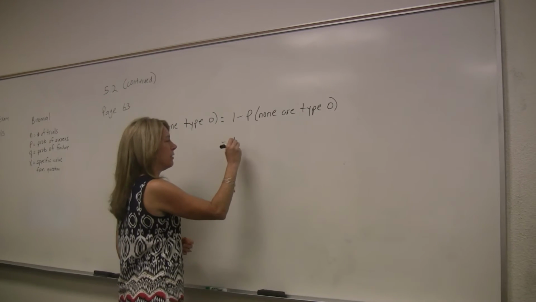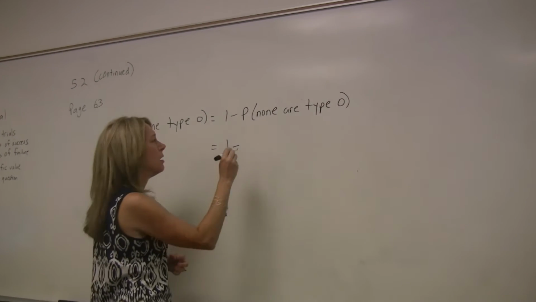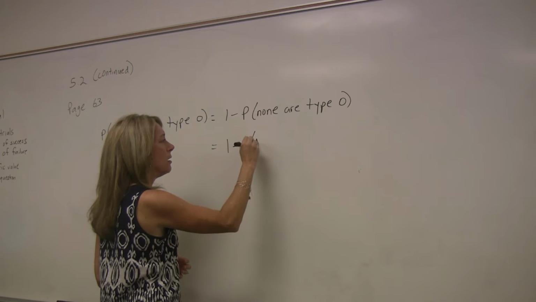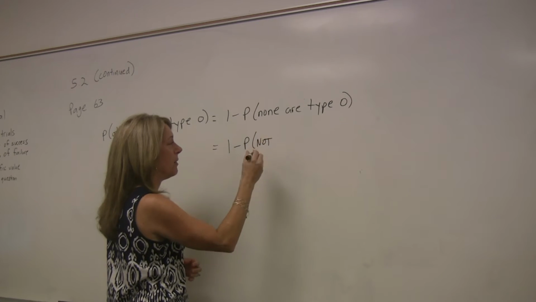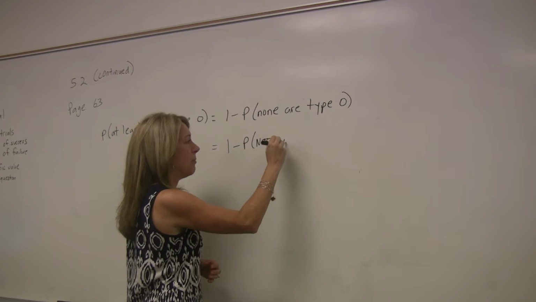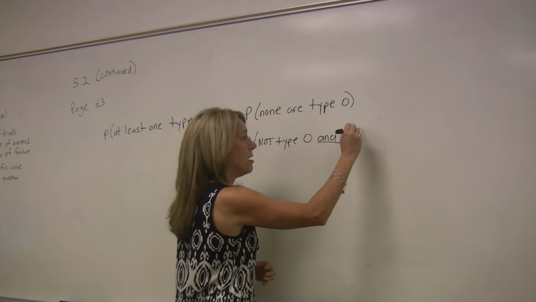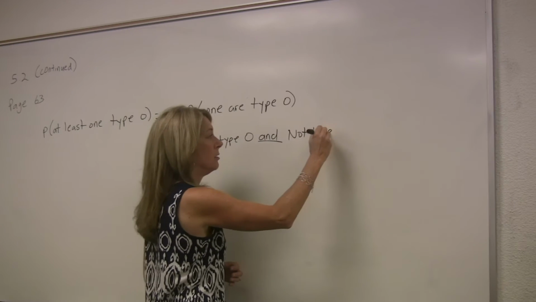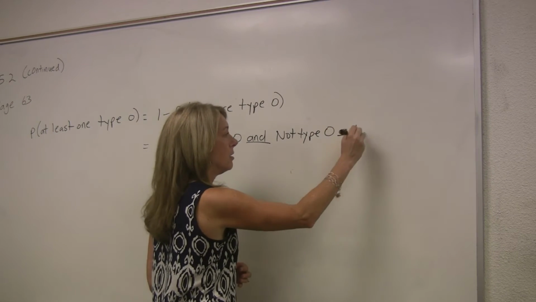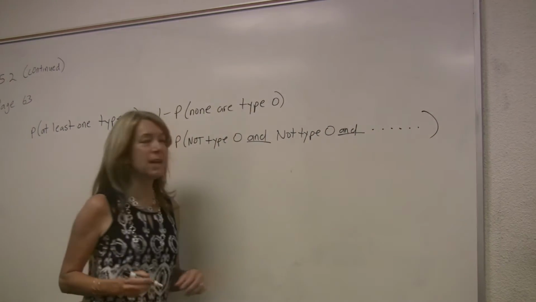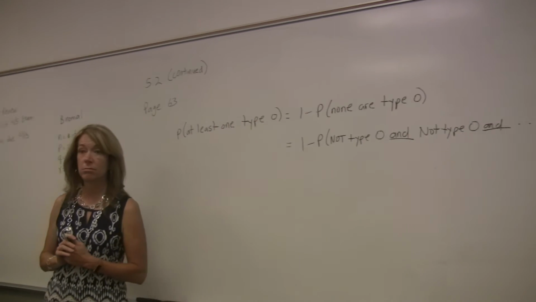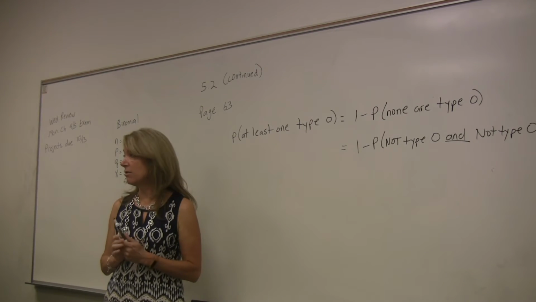I can't remember if it was 4.2 or 4.3. I think it was 4.3. Is that the multiplication? Yeah, the multiplication and the complements together. So not type O and not type O and so forth. All 5 of them are not type O. Remember that now?